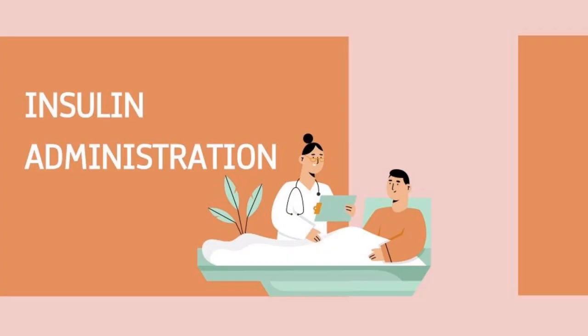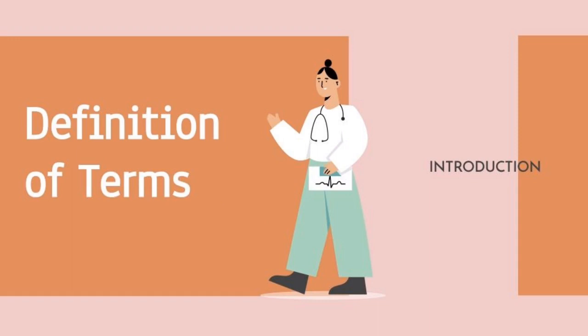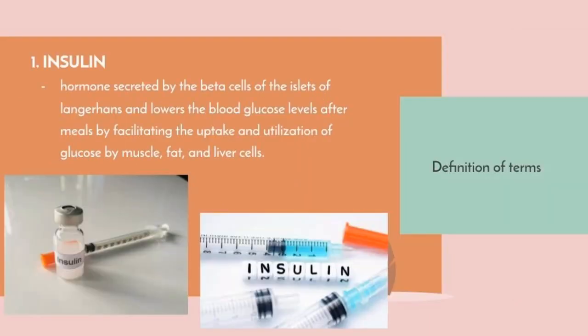Good day everyone, this is your first reporter, Stephanie Ann Cortez, and I'm going to report about the definition of terms and insulin administration. First, we have insulin. Insulin is a hormone secreted by the beta cells of the islets of Langerhans and lowers the blood glucose levels after meals by facilitating the uptake and utilization of glucose by muscle, fat, and liver cells.